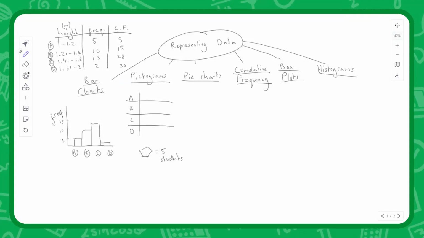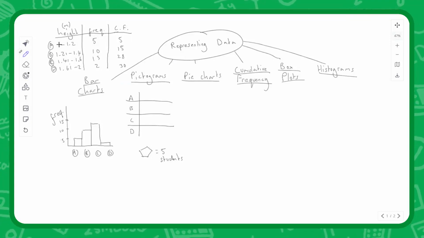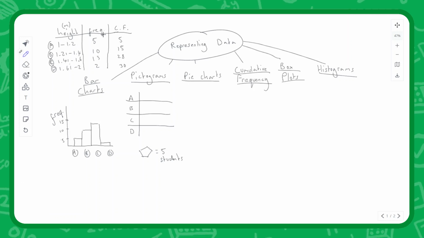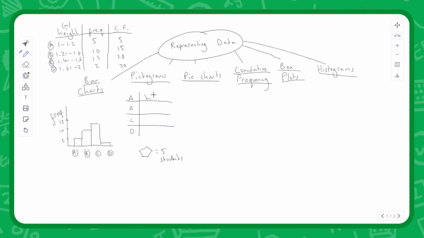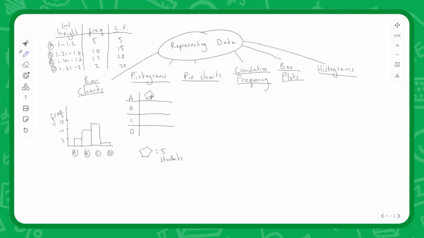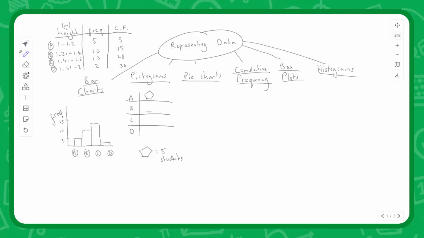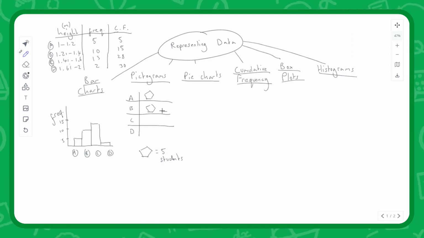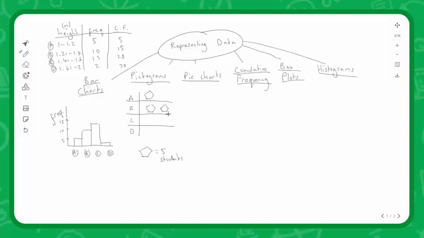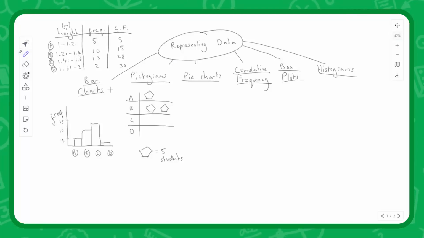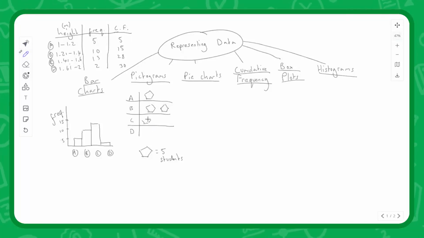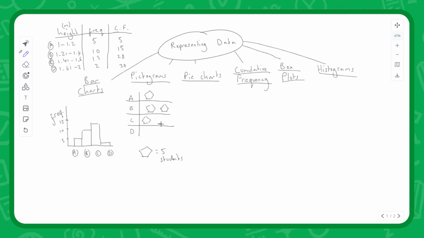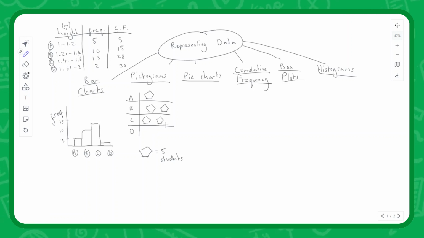for our first class of A, 1 to 1.2 meters tall students, we've got 5 students, and so I can just draw one pentagon. Simple as that. That represents 5 students. B is 10 students, and so I'm going to now draw 2 pentagons, right? And that'll be 5 plus 5 gives me 10. Category C, I've got 13 students that I need to represent. And so I know I'm going to have at least 2 whole pentagons. But I now need to represent 3 more students. And so it's going to be 3/5 of a pentagon.